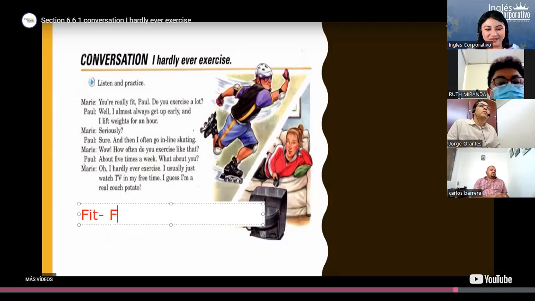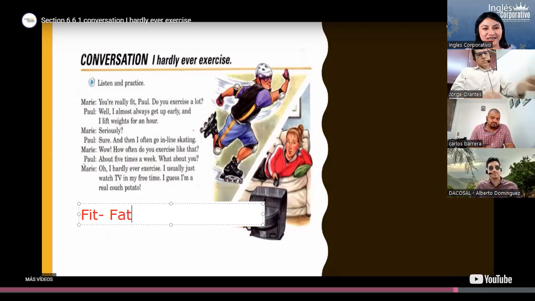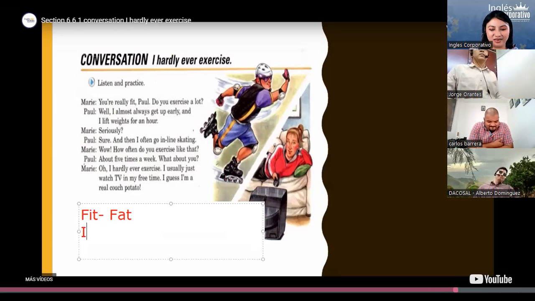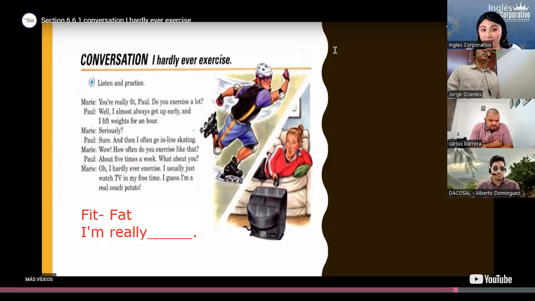And what is the opposite of this one? Fat. So, are you fit or fat? What do you think? Are you fit or fat, class? How do you consider yourself? What can you tell me about yourselves? You know, teacher, I'm really fit. I'm really fat. I'm really. Look, this is an expression that they are using. I'm really, and then they have this complement. I'm really. You are very much in shape, you know? So I'm really fit. Do you exercise a lot?